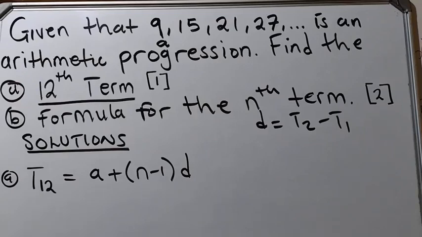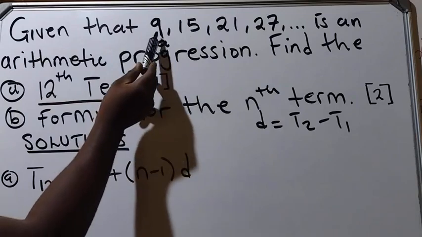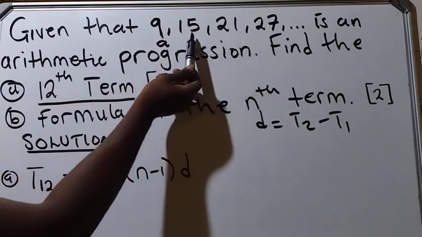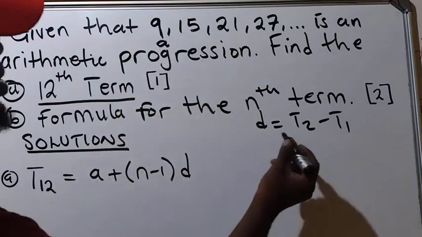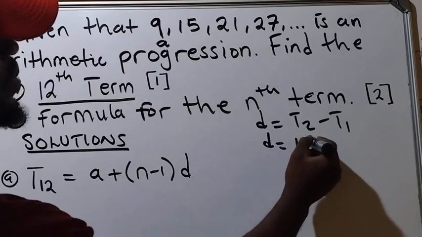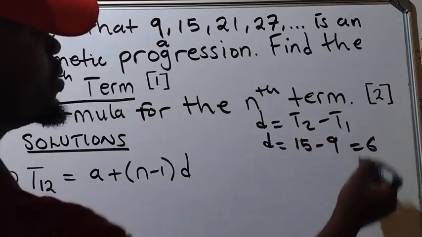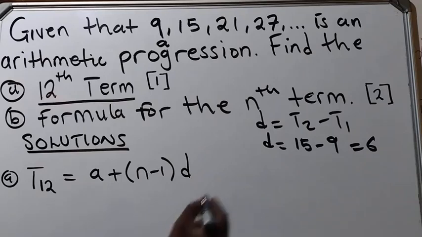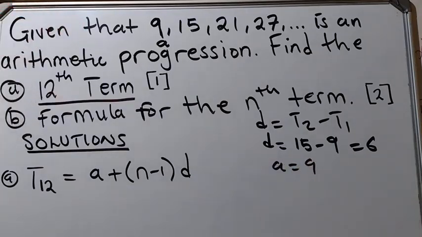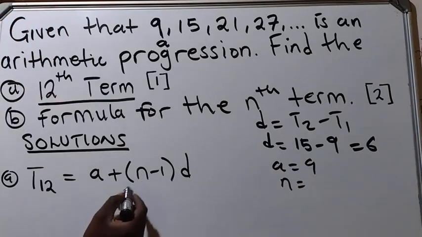Based on what I've said, you can see from this sequence that 9 is the first term, term 1, term 2, term 3, term 4. So you can say term 2 take away term 1. Common difference is equal to term 2, which is 15, minus term 1, which is 9, and this will give you 6. Then A is the first term, which is 9. Then N in the formula right here is the number of terms.